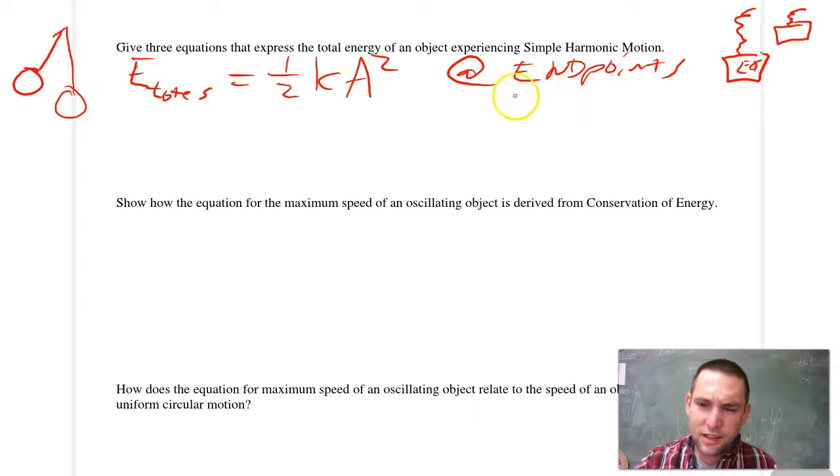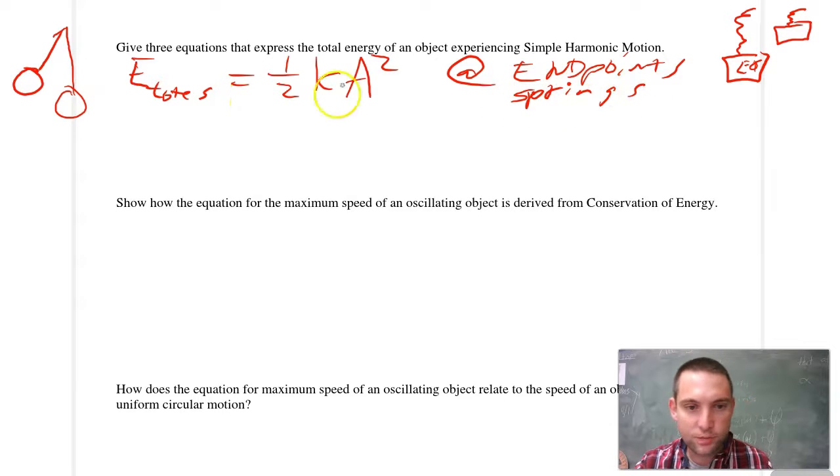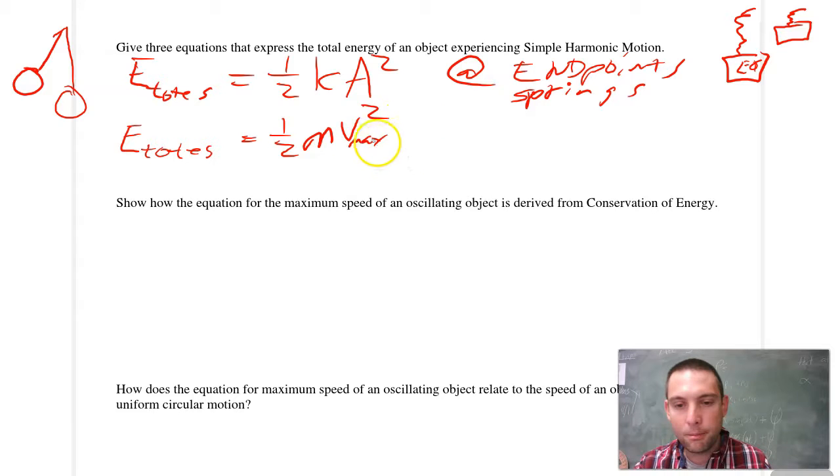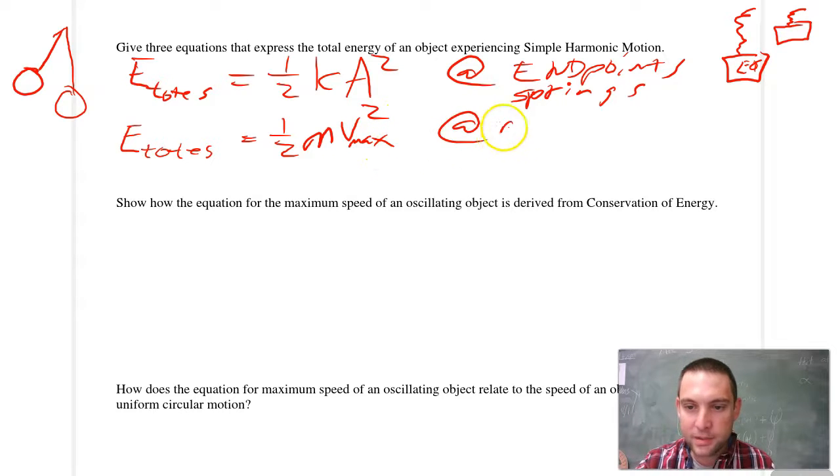So at endpoints, let's go ahead and just name this as springs. So this is our spring endpoints total energy. The total energy for equilibrium would be 1/2 mv squared. And that v would specifically be the maximum velocity. And that happens at the equilibrium point for a pendulum or for the spring. So either one, you can get your total energy. All of your energy is just kinetic energy.